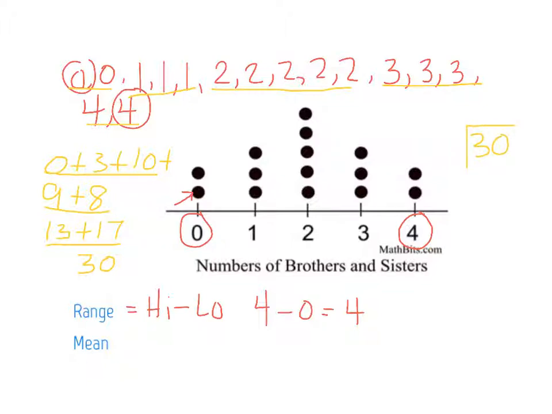Now I have to divide by the many. And it turns out that I have 15 data points. And that's because this is 1, 2, 3, 4, 5, 6, 7, 8, 9, 10, 11, 12, 13, 14, 15. So that's my 15 data points. So 15 times 2 is 30. That gives me 0. So my mean turns out to be 2. And that makes sense because 2 is in the center between 0 and 4.